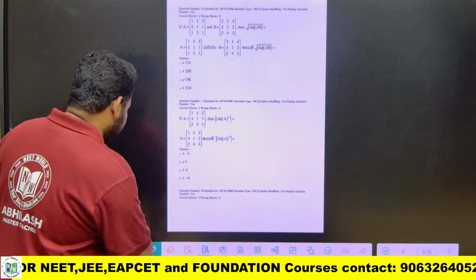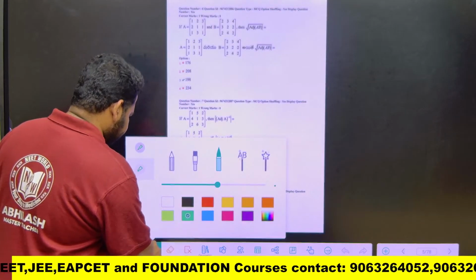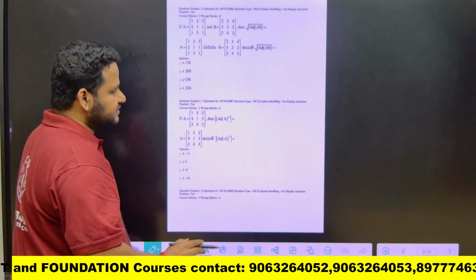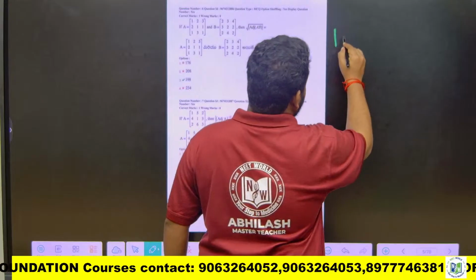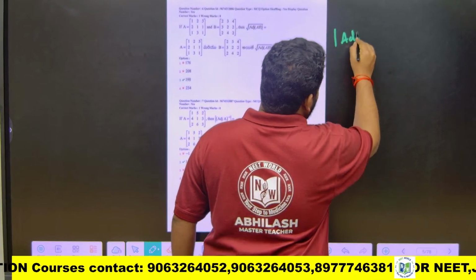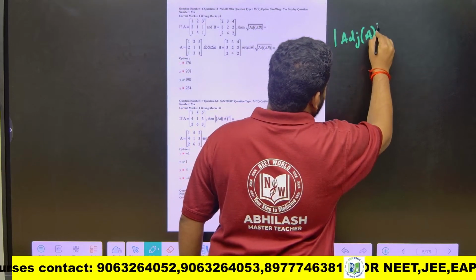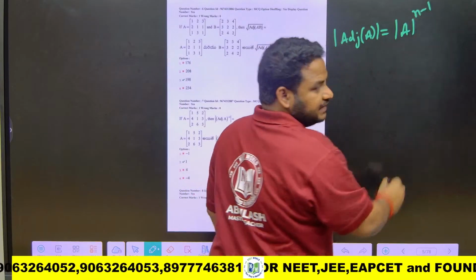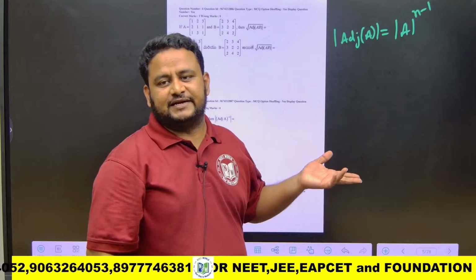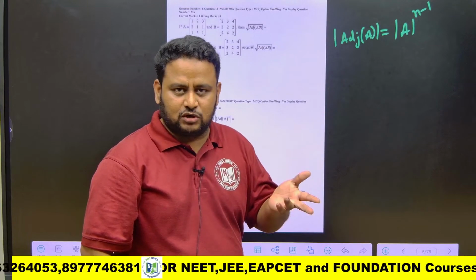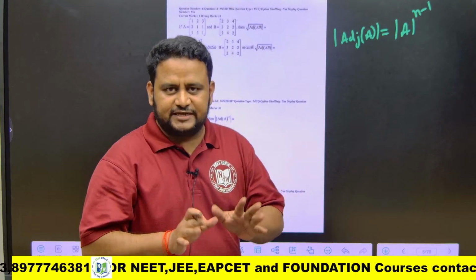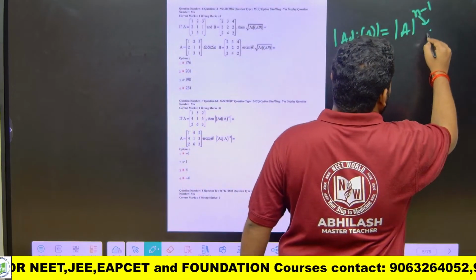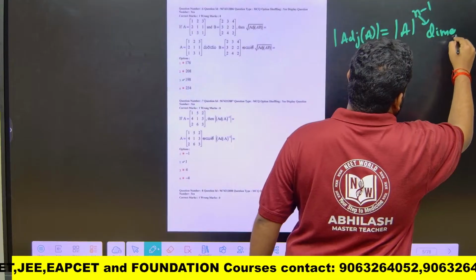First of all, you have to understand that there is a property which says that the determinant of adjoint of matrix A is equal to determinant of A to the power of n minus 1, where n is the dimension of the matrix, whether it is 2 cross 2, 3 cross 3 or 4 cross 4, whatever it is.